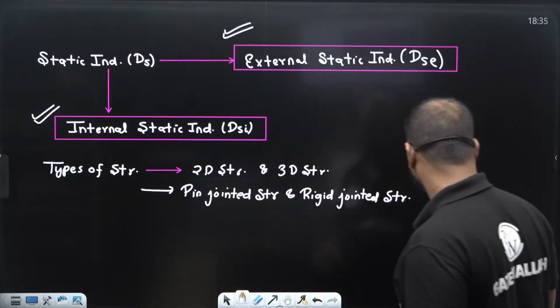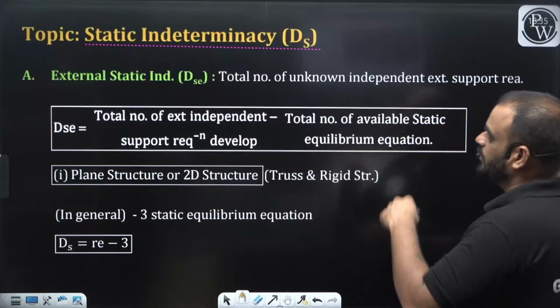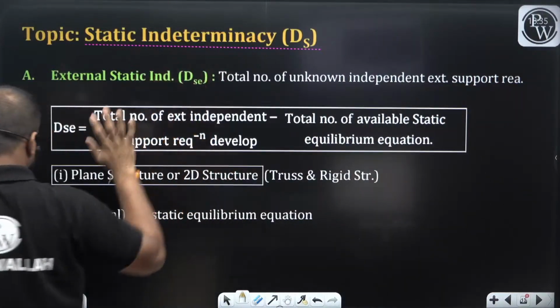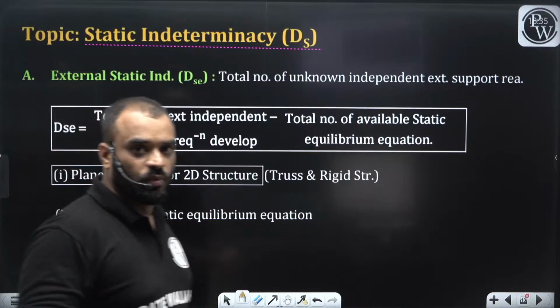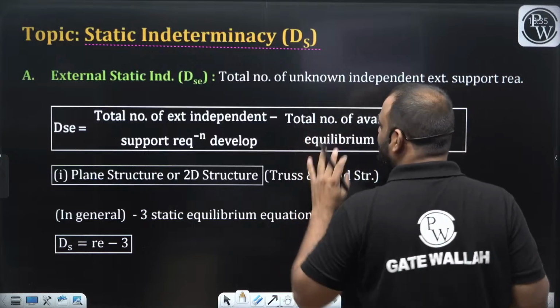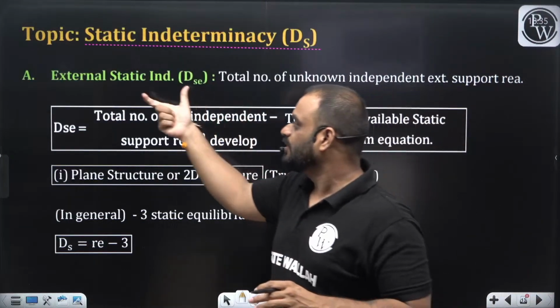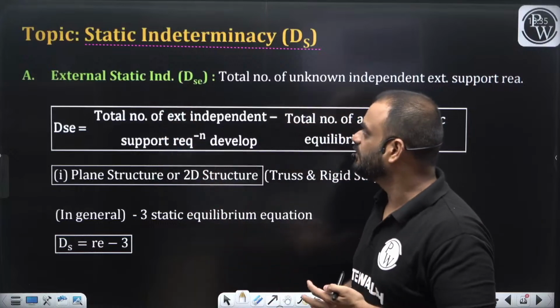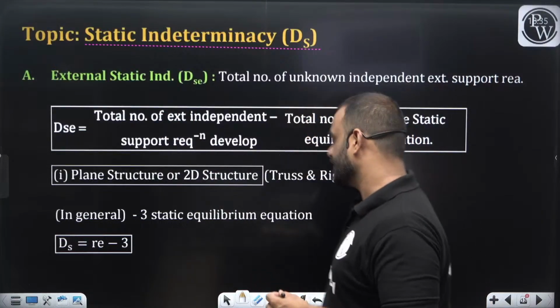Clear? Okay. Now let us understand how to find out the external static indeterminacy. What is the basic concept, the basic definition of external static indeterminacy in case of indeterminacy part? Let us understand this.